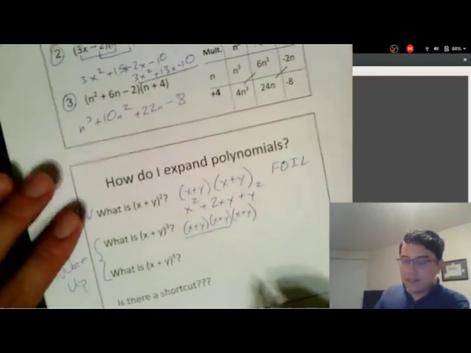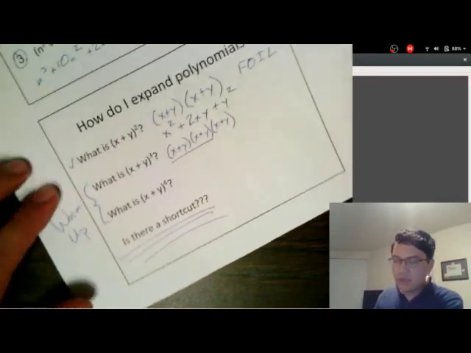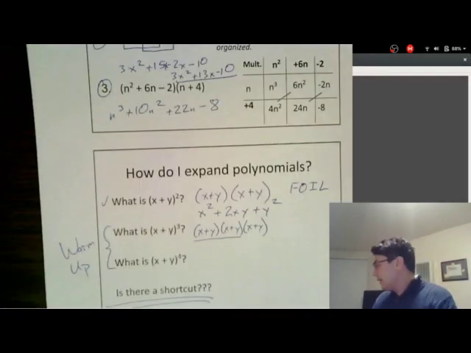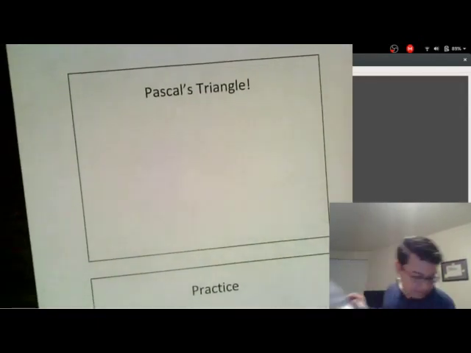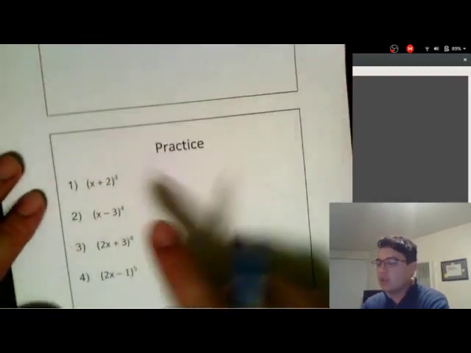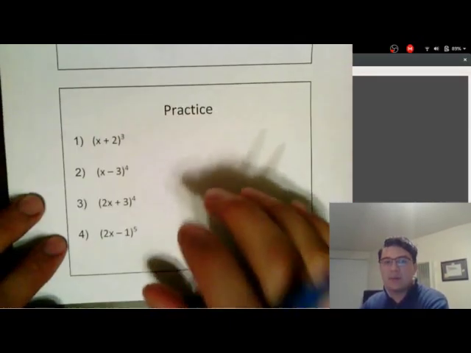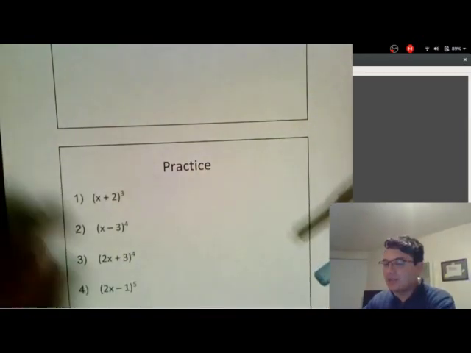Is there a shortcut? There is a shortcut way of doing polynomial multiplication, and it is done by something called Pascal's triangle. Okay, so this is going to be kind of the last thing that we'll do on this one, and then we'll talk about these practice problems in class. I'll probably save a couple of these for class, and we'll talk about that then.